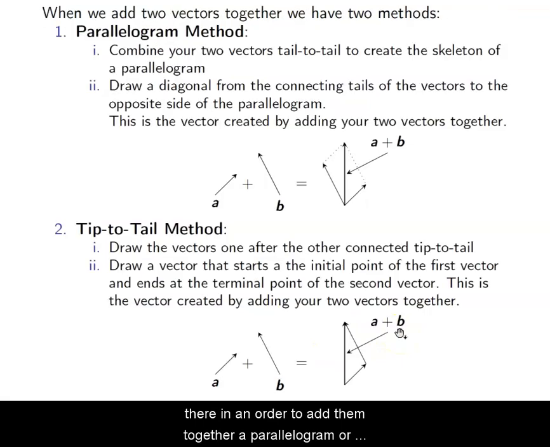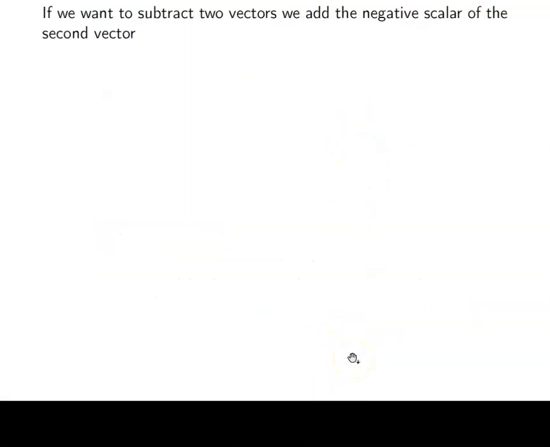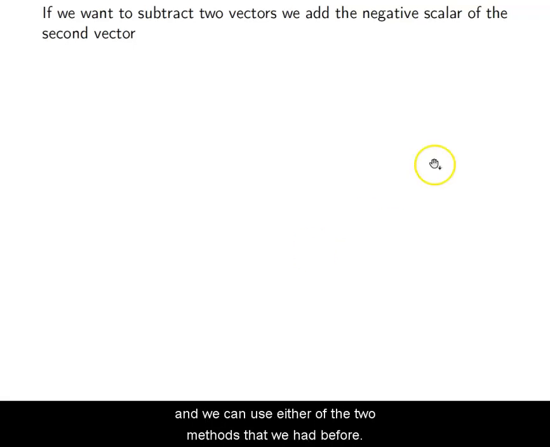Okay. Another thing I want to point out is, if you notice, this right here is that triangle that we created here as well. And if we want to subtract two vectors, we do the same thing as we did before. However, it's easier to think about it as an addition of a negative scalar of a vector. So we add the two vectors, but one of the vectors we just point in the opposite direction, and we can use either of the two methods that we had before.